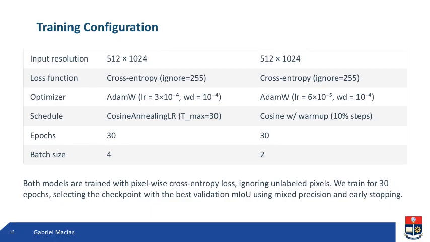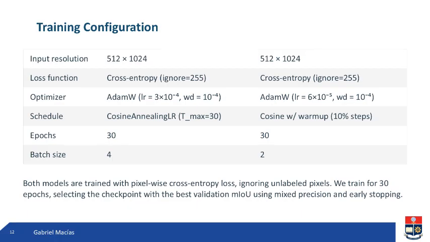However, we used different learning rates for CNN and transformer models. For the CNN-based model, the learning rate was set to 3 × 10⁻⁴, with a weight decay of 10⁻⁴. For the transformer-based model, a smaller learning rate of 6 × 10⁻⁵ was used. This difference is intentional because transformer architectures are typically more sensitive to large learning rates. Using a smaller learning rate helps stabilize training and prevents divergence.